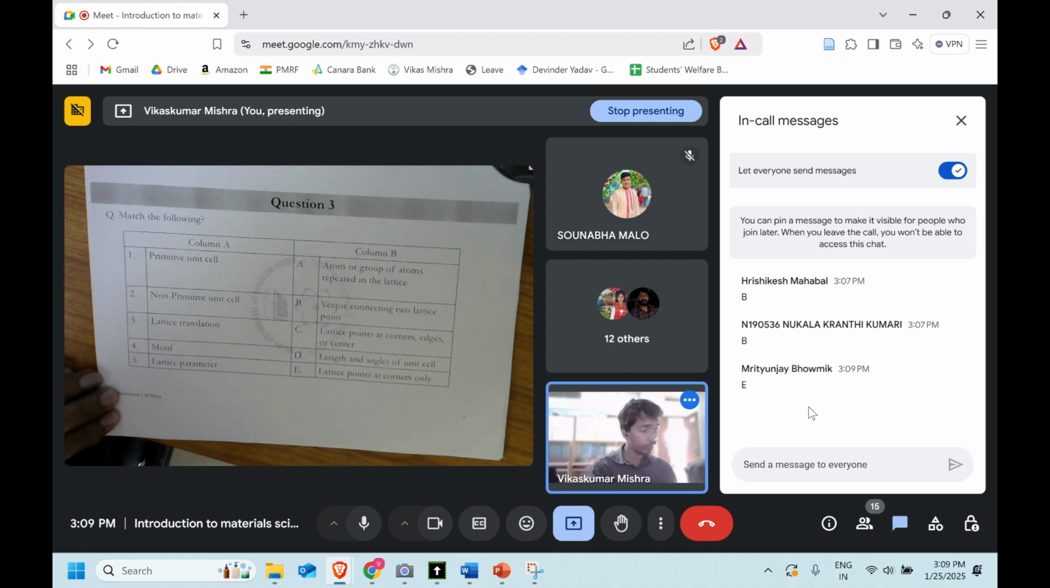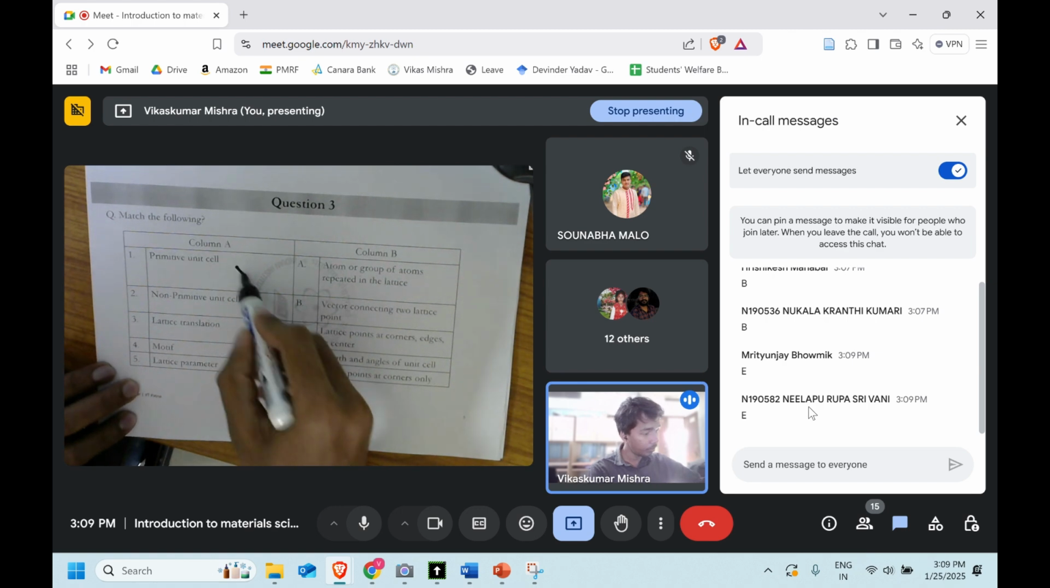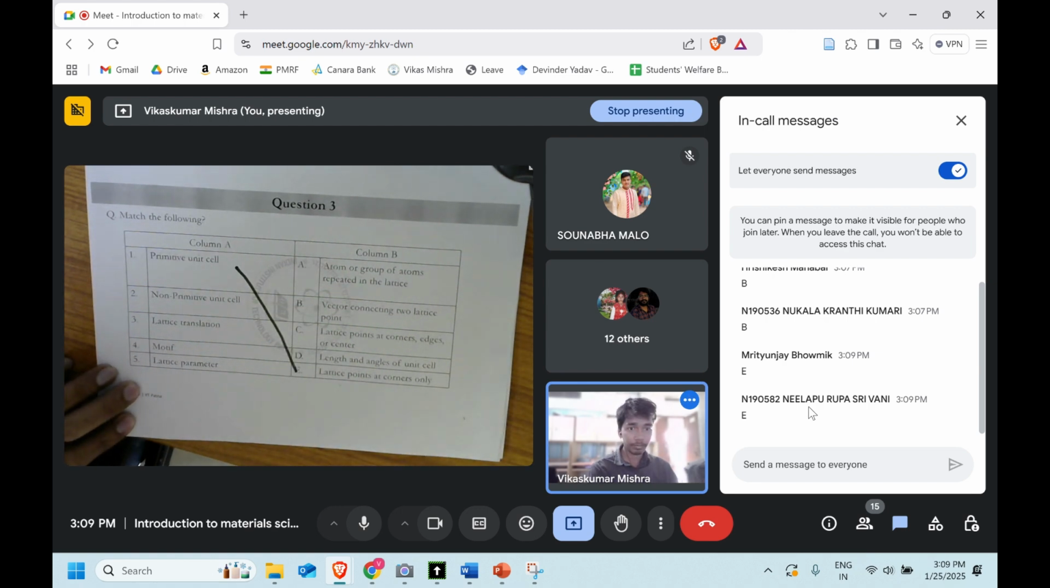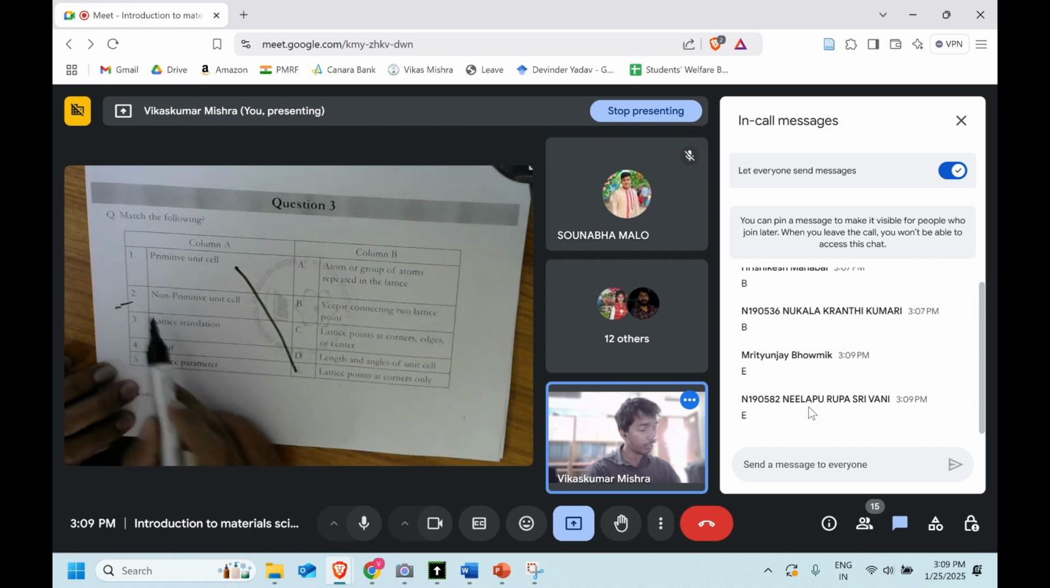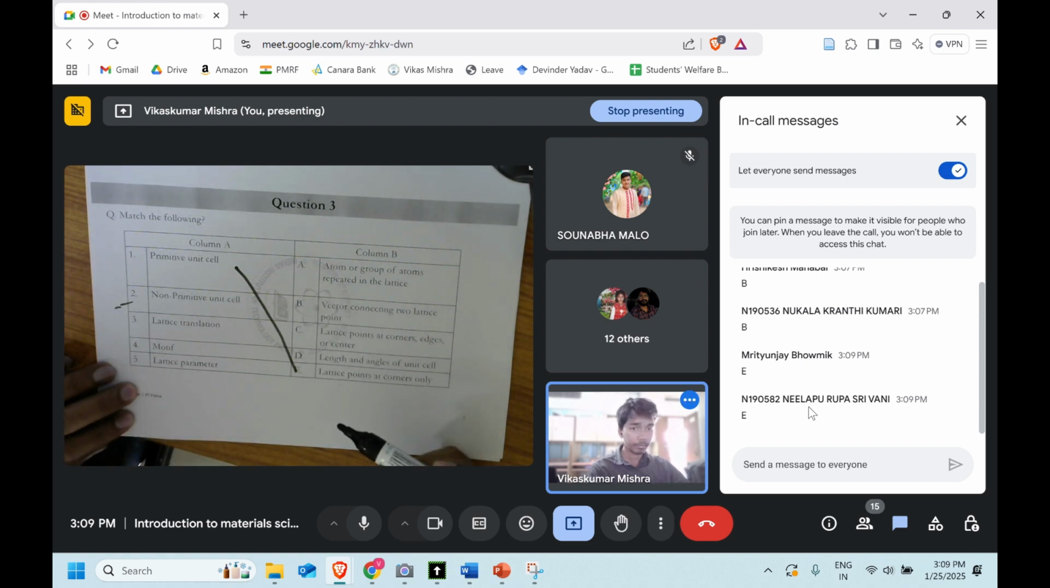Mrityunjay is telling that it is option E, at the corner. Okay, that's right. Perfect. Right, Mrityunjay. So option one will match with E. Okay. Nilapur Rupas Sri, okay, that's great. So both of you are right. What about the second option? Second, non-primitive unit cell. A, B, C, or D. E is already over, so no need to bother with it.